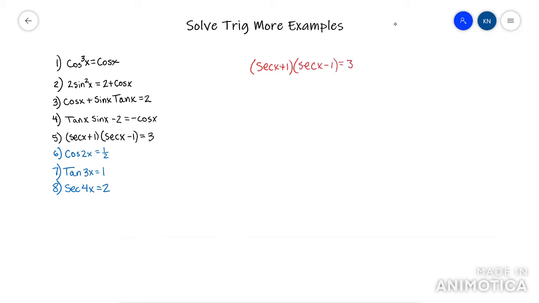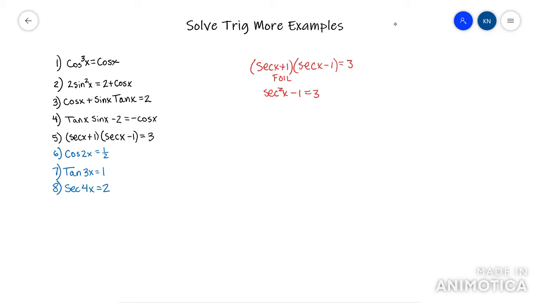When I look at number 5, it is very, very blatantly obvious that this is a difference of squares. So instead of trying to factor, I'm going to go the opposite way. I'm going to FOIL. So it's just going to make secant squared minus 1, because the outside inside of that FOIL cancels each other, just like a difference of squares.